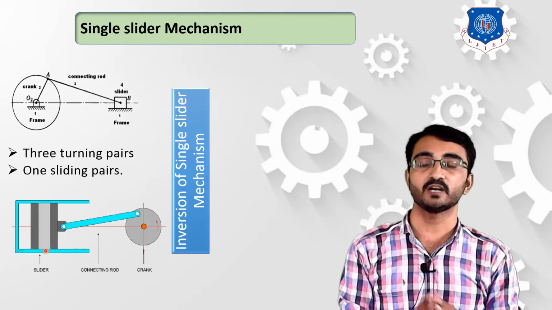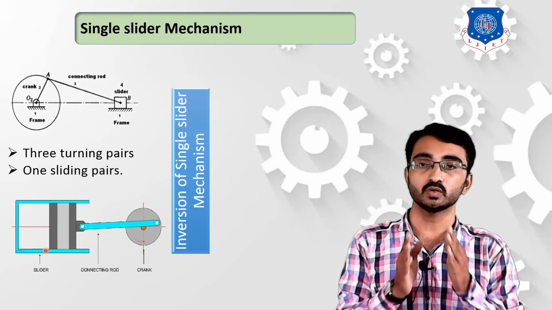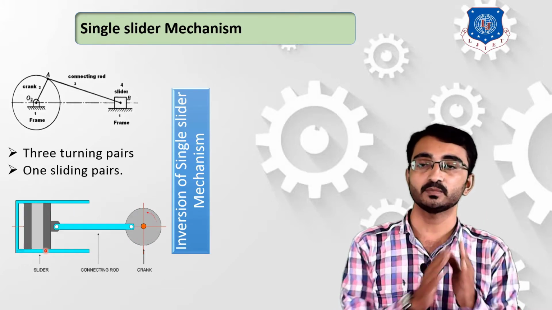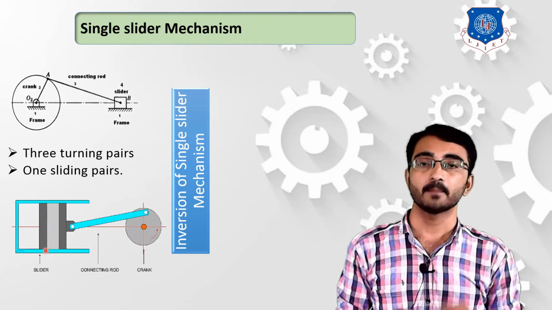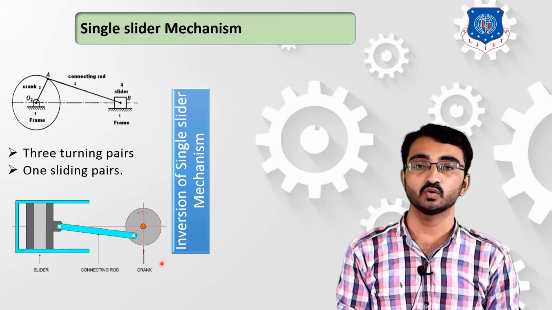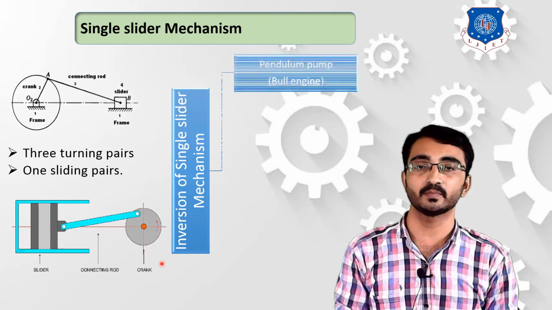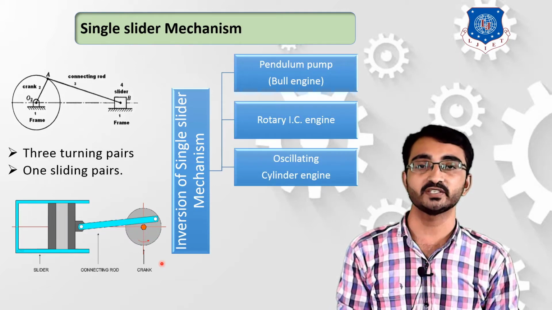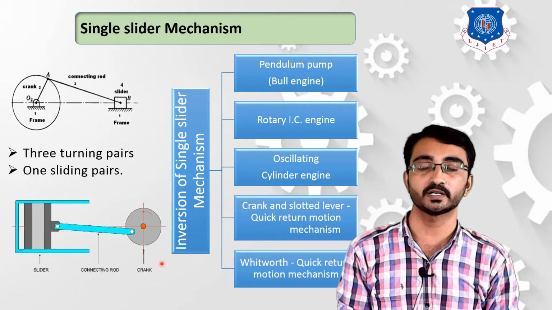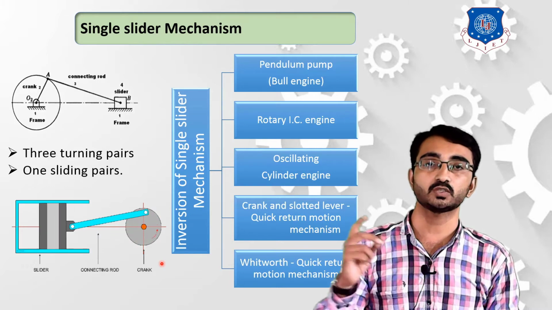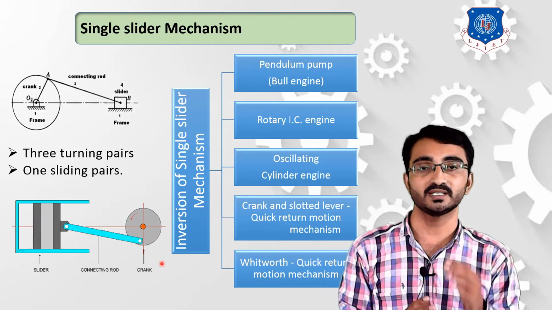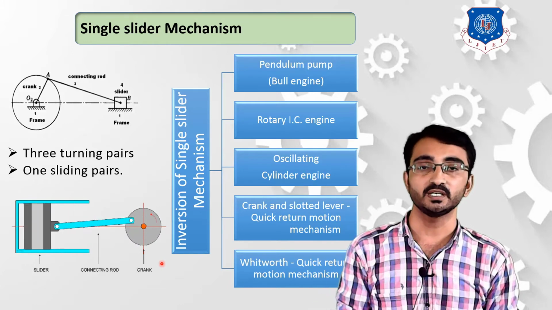Now, first of all, inversion of mechanism. If we fix one link of a kinematic chain, that gives us one mechanism. The process of obtaining different mechanisms by fixing different links of a kinematic chain is known as inversion of mechanism. We will study 5 inversions of single slider mechanism: pendulum pump, rotary IC engine, oscillating cylinder, crank and slotted lever quick return motion mechanism, and Whitworth quick return motion mechanism. The first two, pendulum pump and rotary IC engine, we studied in our last session. In this session we will learn about the remaining 3 inversions.